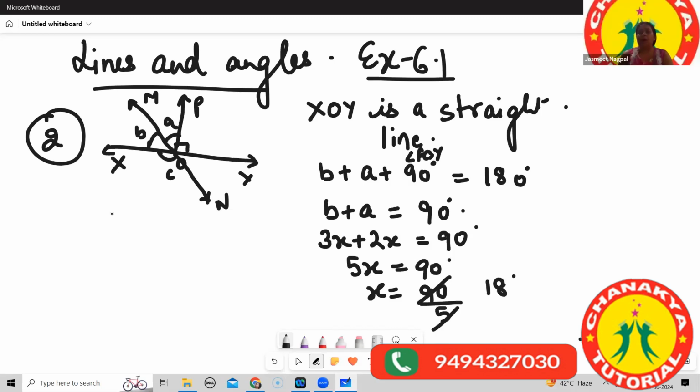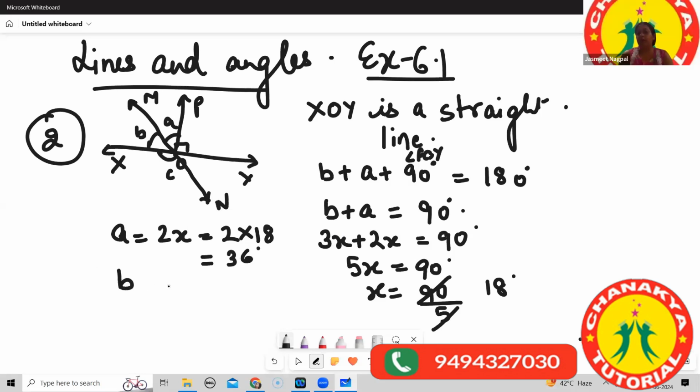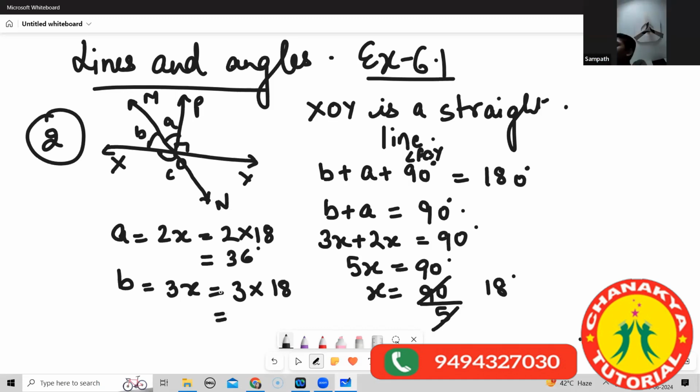18. Now, what is the value of A then? A is 2X. And the value of X is 18. So 2 into 18 is 36. Then what is the value of B? B is 3X. 3 into 18 is 54. Any doubt?